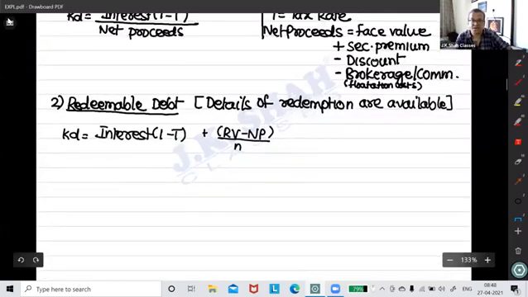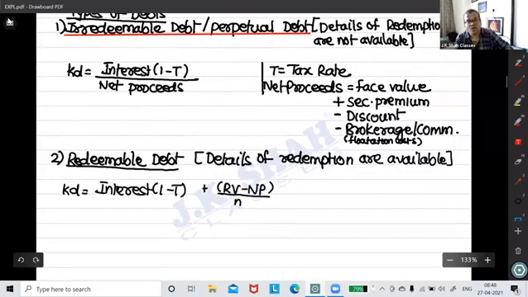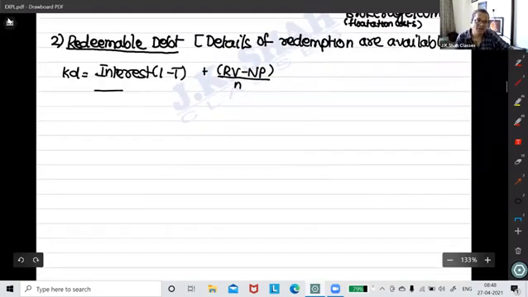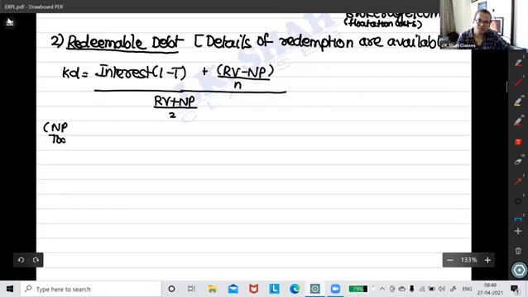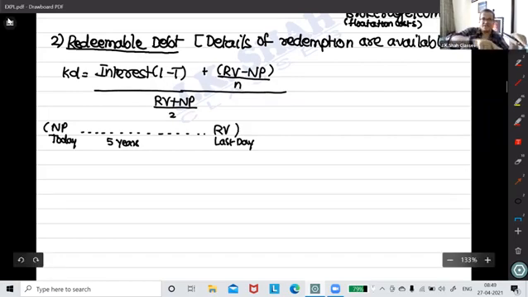Earlier we divided by net proceeds. Now what will we do? We will take an average value: (RV plus NP) upon 2. See, it is like this. Net proceeds come today, and I use them. I pay them back on the last day. Suppose this is a span of 5 years, for example. Today I get the net proceeds.